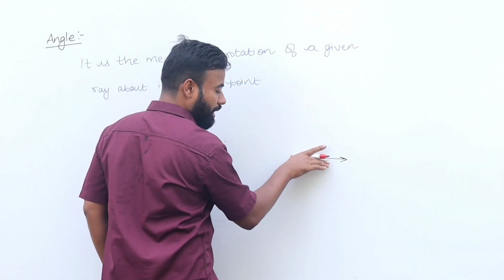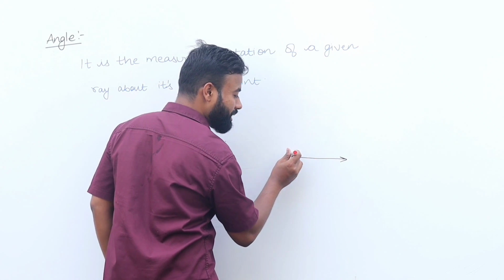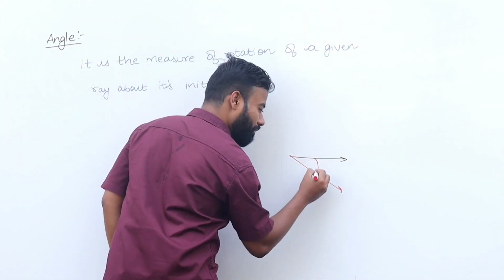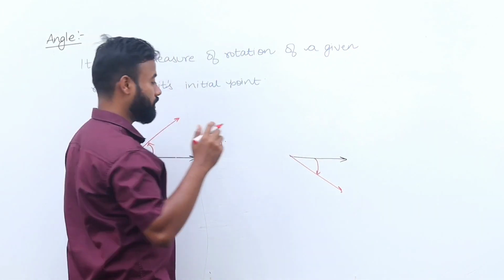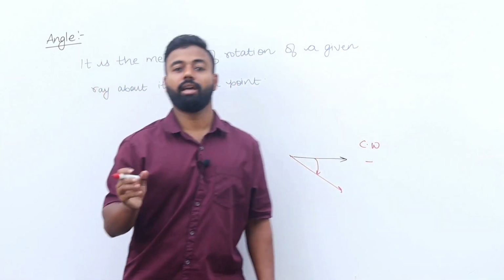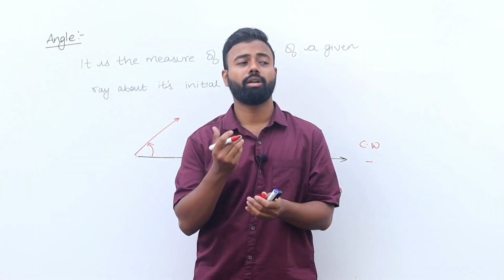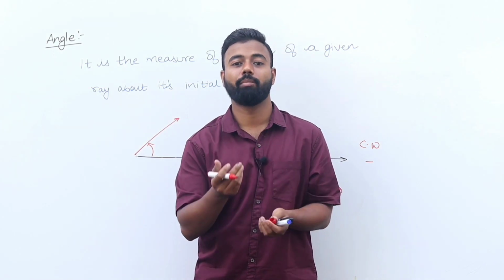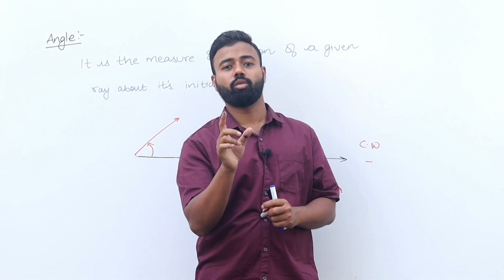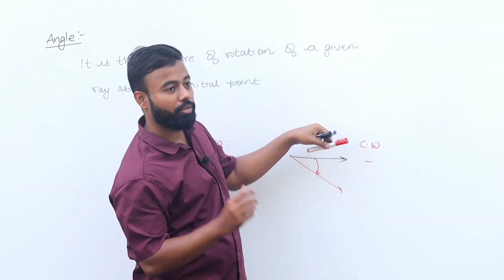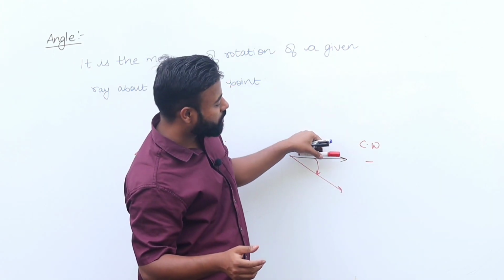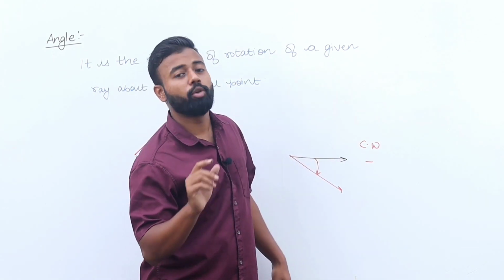And whenever the ray is rotating in a clockwise direction, this is called clockwise sense. In clockwise rotation, the angle will be denoted with a negative sign. I hope you are getting the sense of what the plus and negative sign of an angle mean. If an angle has a positive sign, the ray has rotated in a counterclockwise direction. If an angle is denoted with a negative sign, the ray has rotated in a clockwise direction. I hope you are clear.